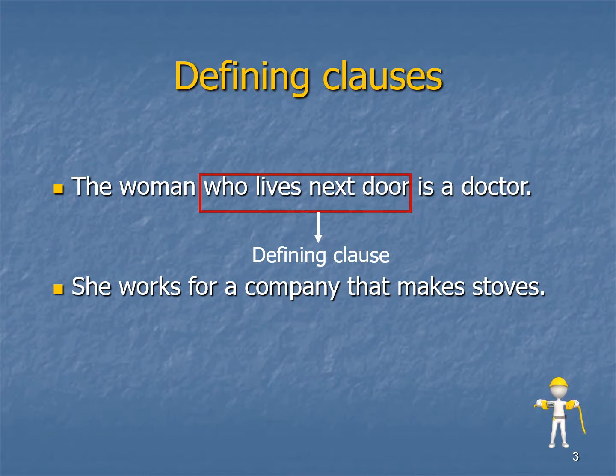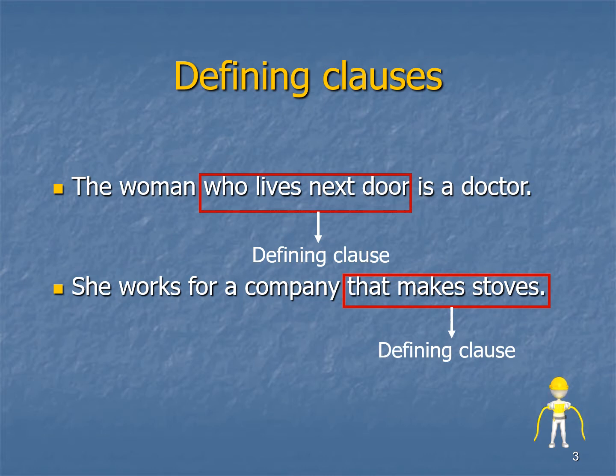The second one, she works for a company that makes stoves. So from where to where do we call the defining clause here? That makes stoves. It is a defining clause. The question is, how can you recognize whether it is a defining clause or a non-defining clause? You will see it in the following.